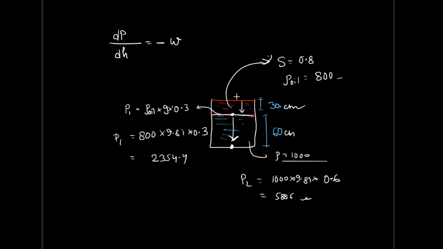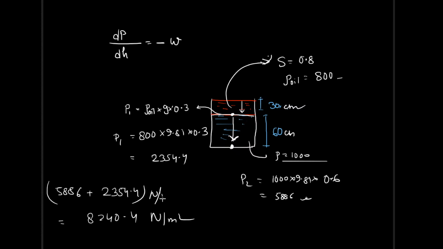If I want the total pressure, we have to add both pressures, that is 5886 plus 2354.4, and it will come out as 8240.4 Newton per meter square. So this is the right answer. Option A is the right answer for the question.